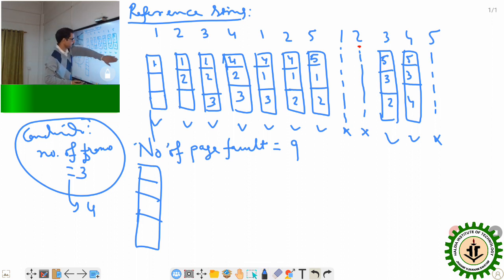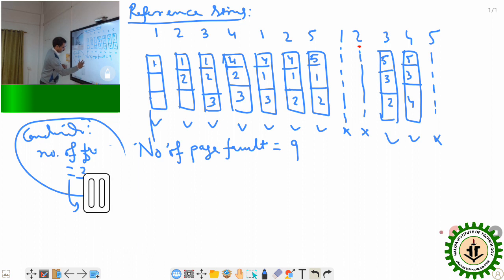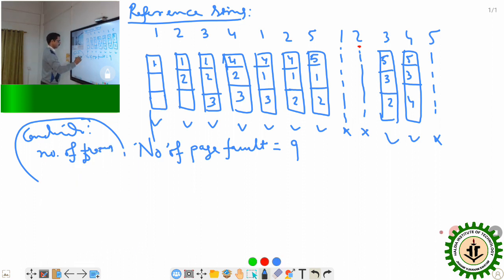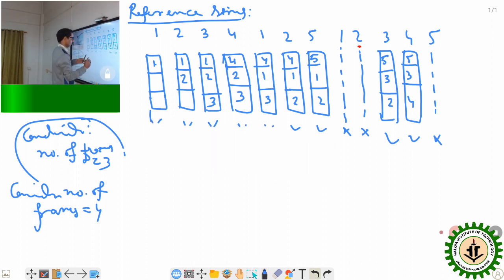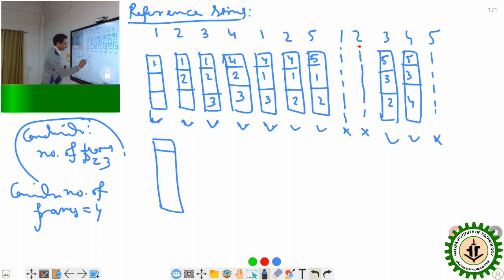So in this case, the number of frames equals 3, and consider the number of frames equal to 4. Then what will happen in this case? So let us see. Number of frames equals 4 frames. So the process needs to access page reference 1, not available. So a page fault occurs. Same concept you apply.